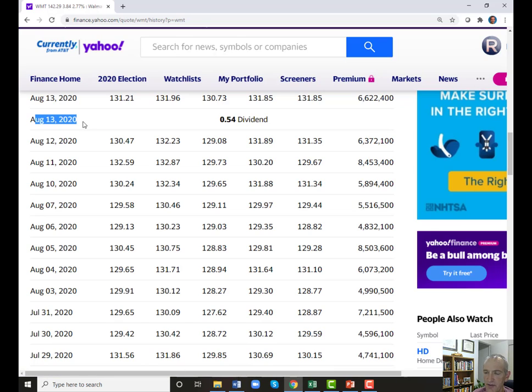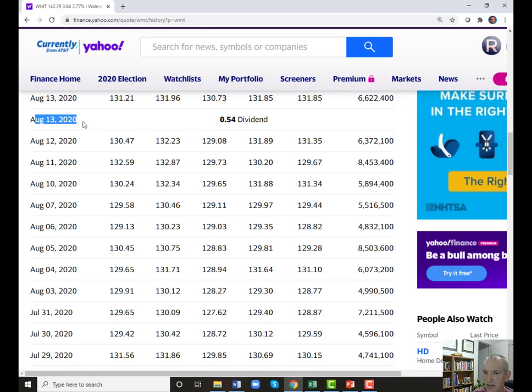Is this the dividend declaration date, the ex-dividend date, or the dividend payment date? You might think it's the dividend payment date, but it is not. What Yahoo Finance is showing you is the ex-date. It's the date we want. So this dividend went ex on August 13.